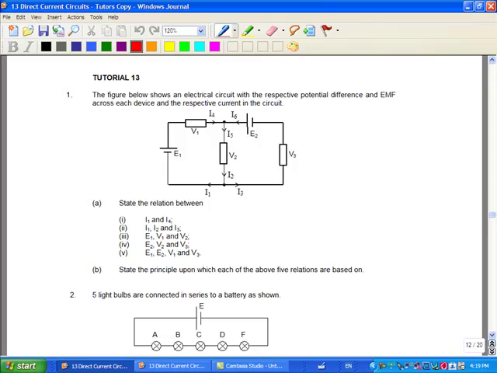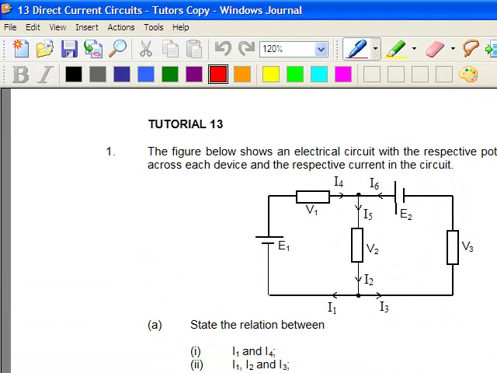Quite simple, right? What's the relationship between I1 and I4? They are the same by the first principle, because I1 goes to the battery and comes out through I4 at the resistors. So which principle is it? The first one: total current in equals total current out. Okay, let's go to part 2.